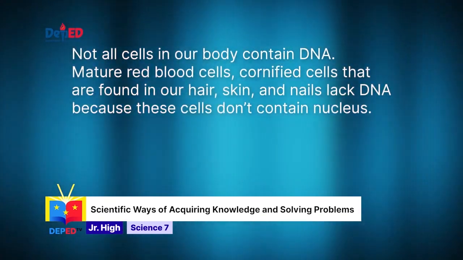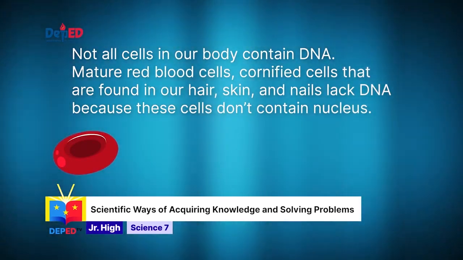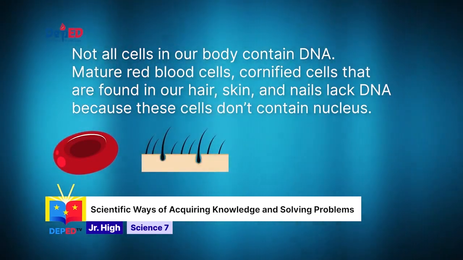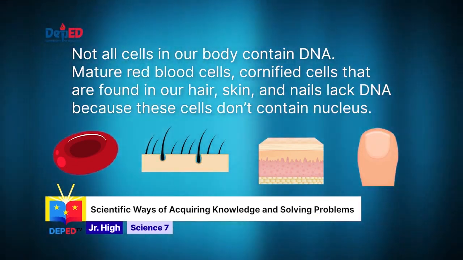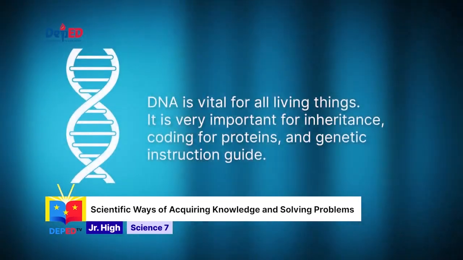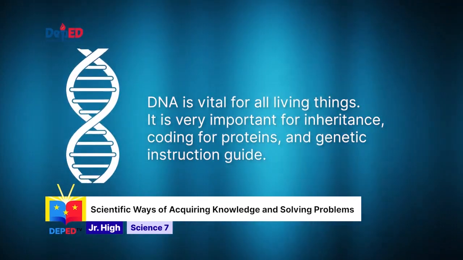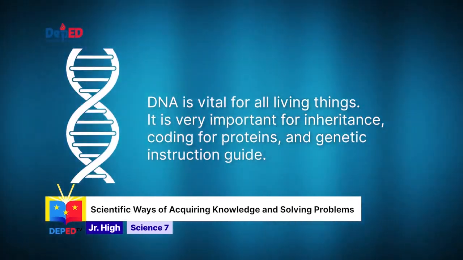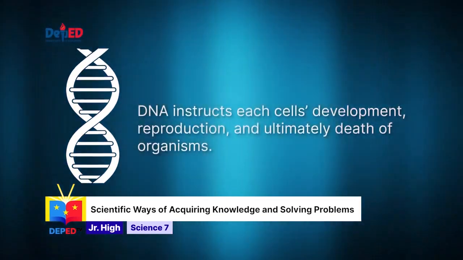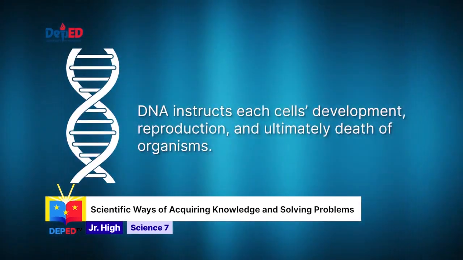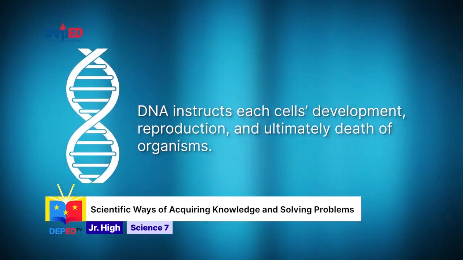Not all cells in our body contain DNA. Mature red blood cells, cornified cells that are found in our hair, skin, and nails lack DNA because these cells don't contain a nucleus. DNA is vital for all living things. It is very important for inheritance, coding for proteins, and genetic instruction guide. DNA instructs each cell's development, reproduction, and ultimately death of organisms.